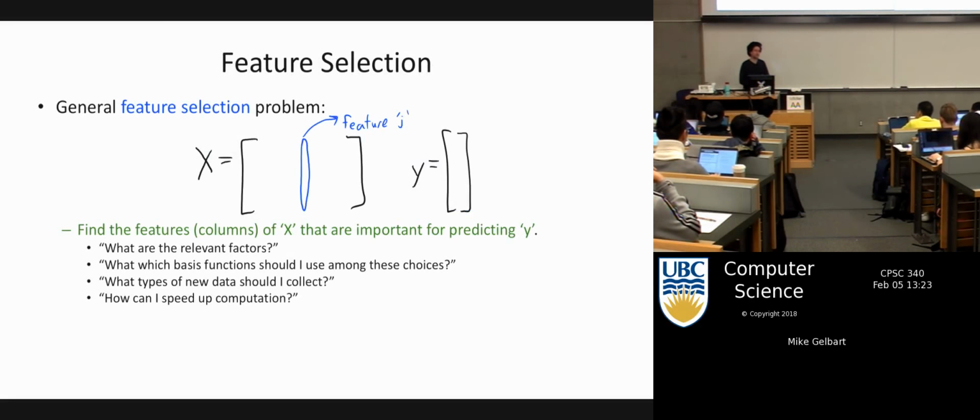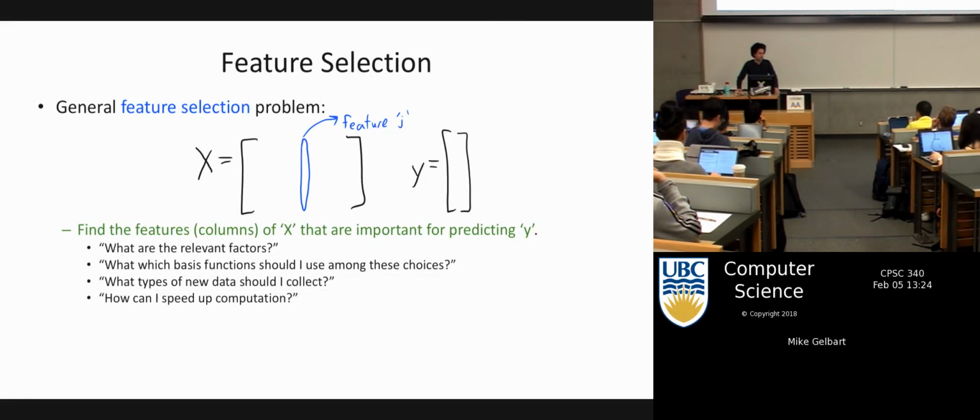Okay, so the general problem of feature selection is find the features, or in other words, the columns of X, that are important for predicting Y. There's a bunch of reasons why this might be an interesting question. You might want to know what the relevant factors are. We just talked about that with the food example. You might have a whole bunch of basis functions, and you might want to know which ones are relevant or useful.